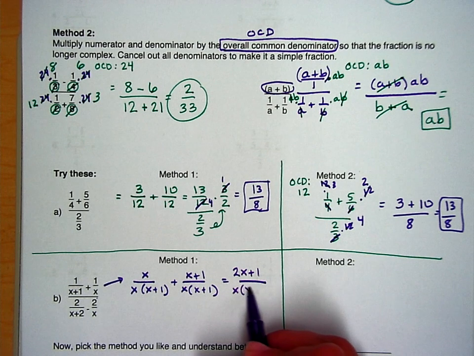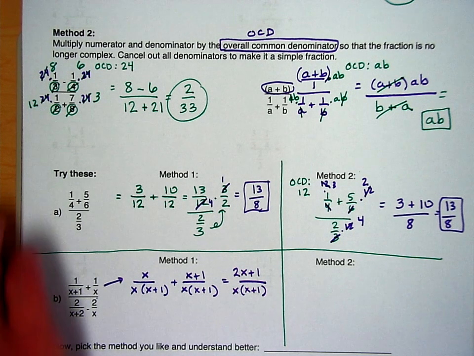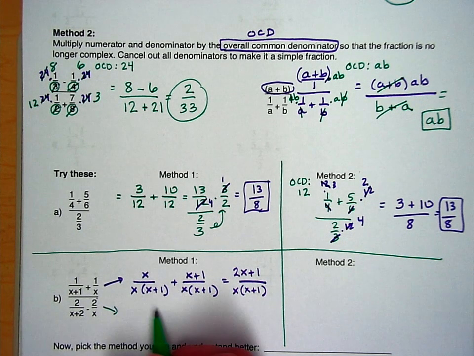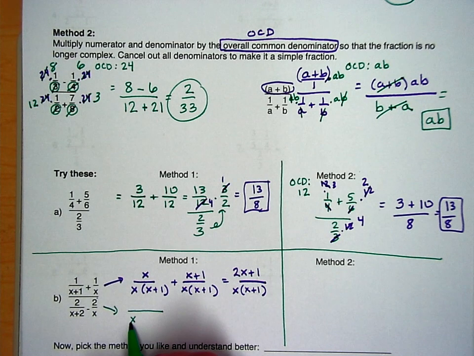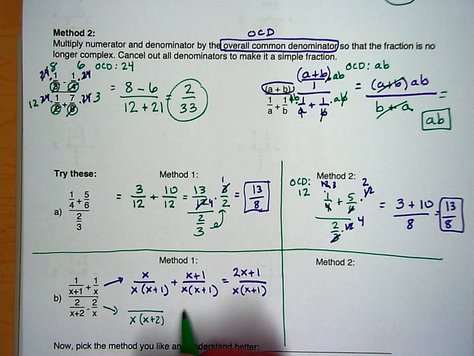And then I still have this on the bottom. Let's do the denominator. Same idea. I'm going to have both x plus 2.